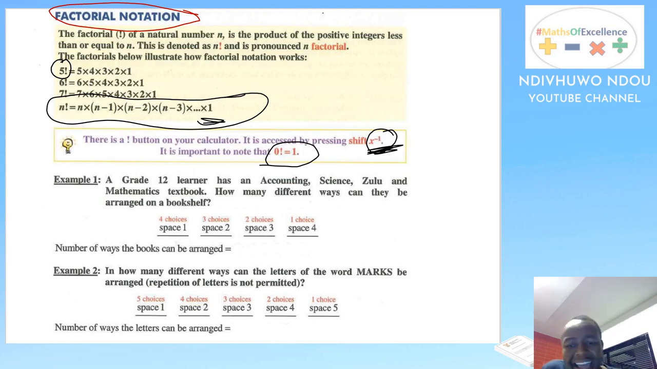So let's look at example 1 that Kevin Smith used. It says a grade 12 learner has an accounting, science, Zulu and mathematics textbook.